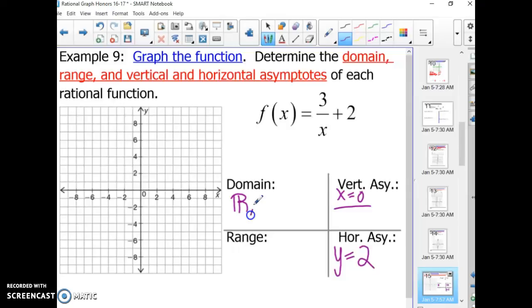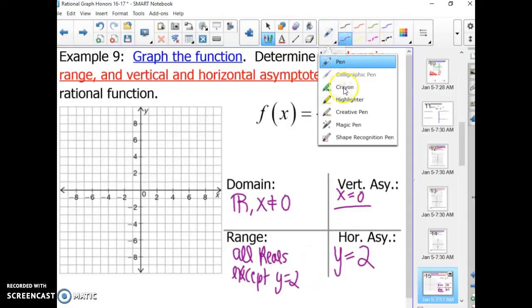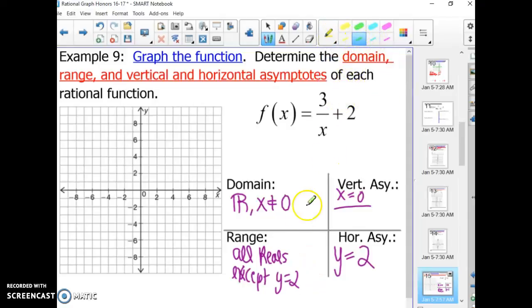All reals, x cannot equal 0, right? All reals, except y equals 2. So I'm going to put those in on my graph with a dashed line. So x is equal to 0, so I know it won't cross this point. Y is equal to 2, I know it won't cross this point.